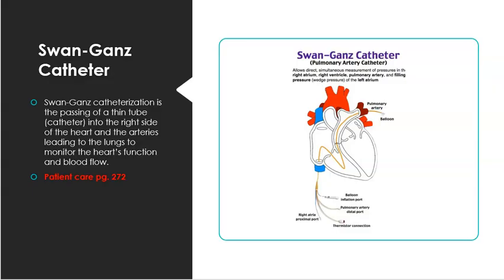This device is indicated when measurements of right atrial pressure, PAP, and pulmonary capillary wedge pressure are desired. Readings are performed frequently. The monitor screen shows a rolling waveform and a digital reading of the various values. So normal values for the right atrial pressure are 2 to 6 millimeters of mercury. And then PAP would be 15 to 30 millimeters of mercury systolic and 8 to 15 millimeters of mercury diastolic. And the pulmonary capillary wedge pressure would be 4 to 12 millimeters of mercury, for normal values.